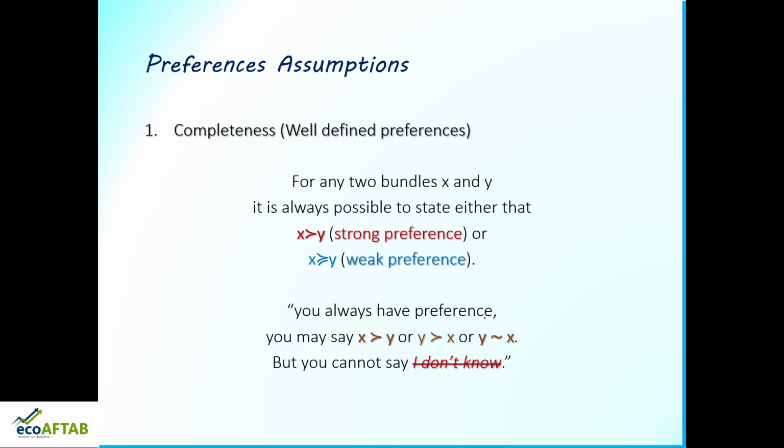So under preference assumptions, completeness means you cannot say I don't know. You have to either say I prefer more, I prefer less, or it is the same, but you cannot say I don't know. And not saying I don't know is what is called the assumption of completeness. Meaning the consumer is completely aware of his preferences. So this is the first assumption.